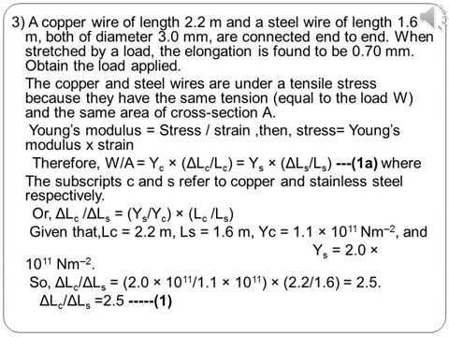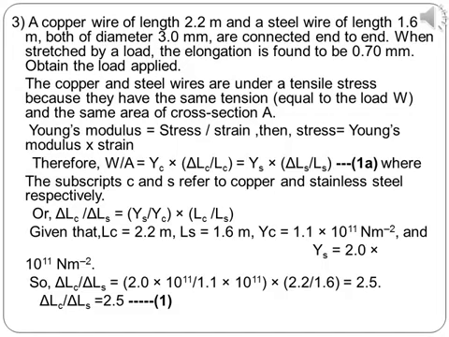Third question is, a copper wire of length 2.2 meter and a steel wire of length 1.6 meter, both of diameter 3.0 millimeter, are connected end to end. When stretched by a load, the elongation is found to be 0.70 millimeter. Obtain the load applied. Let us solve this question.